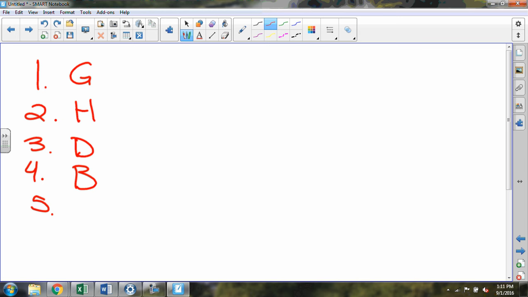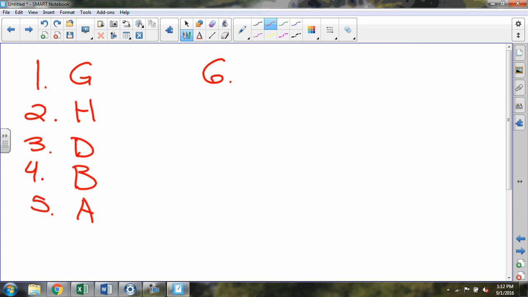Number 5, rotation. A transformation in which all the points of a figure move the same direction and the same distance. That's a translation. It's like sliding your notebook across the table. They all go the same direction, they all go the same length. And so that one is choice A.